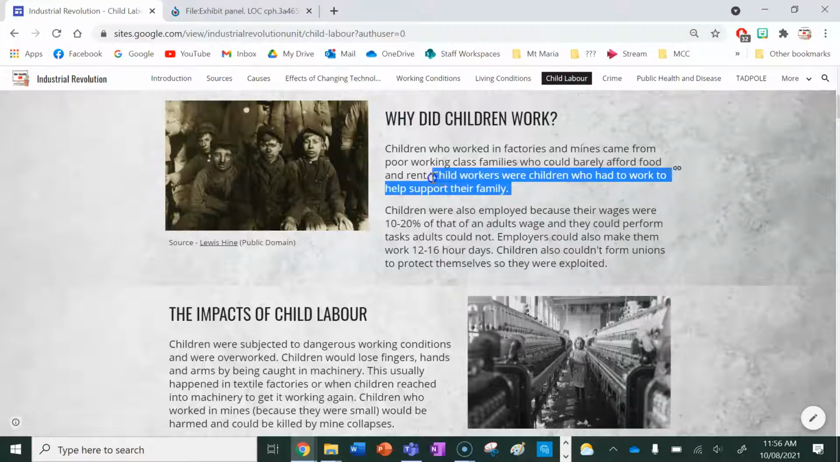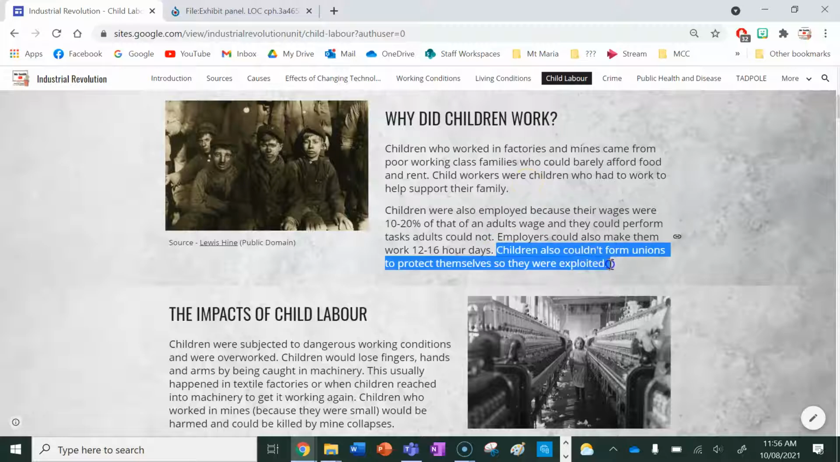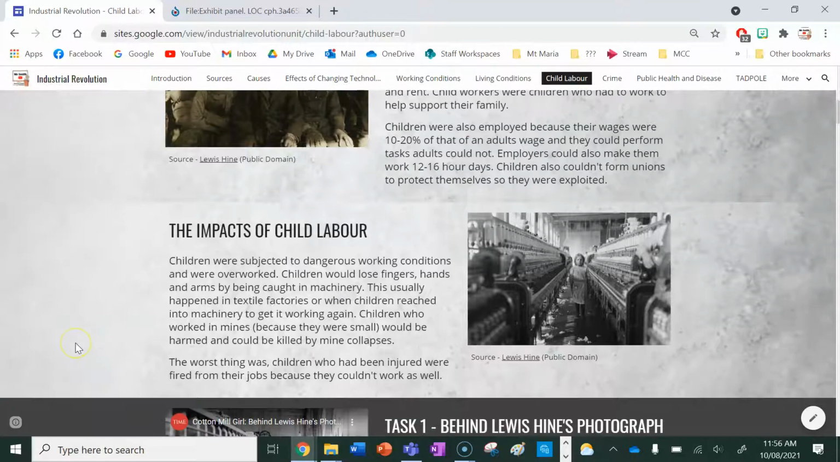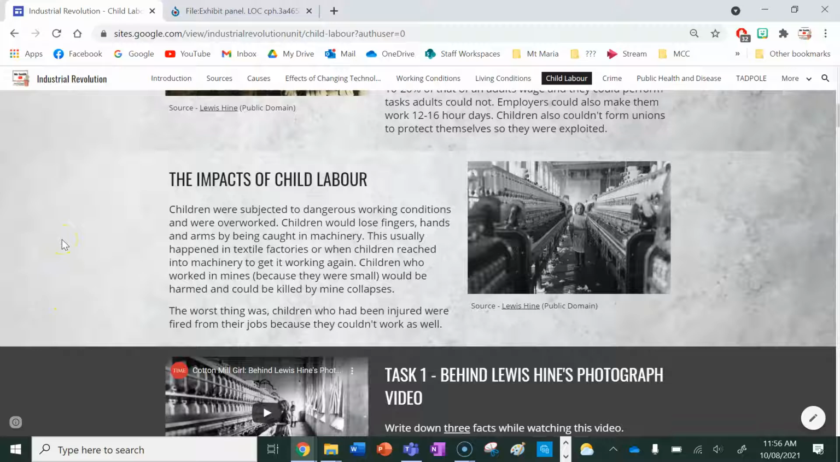People often had very large families to make sure that their family had enough income or more ways to get income. Children couldn't protect themselves because they were so young, they couldn't form unions, and they were forced to work for less and to work for longer because they were kids and they could be forced to.